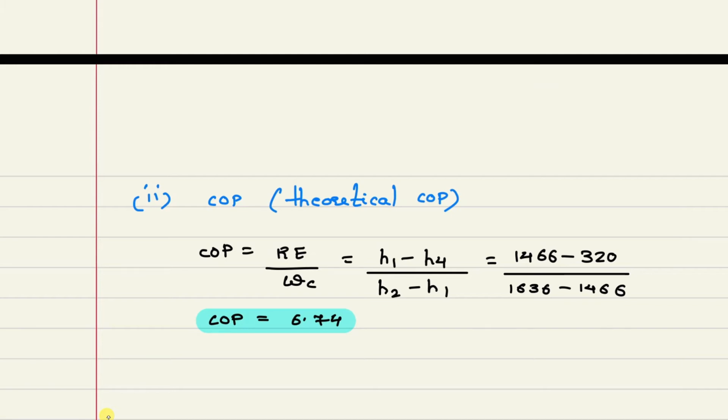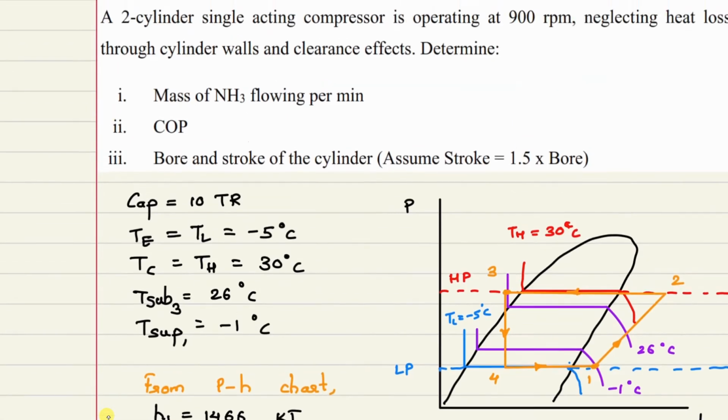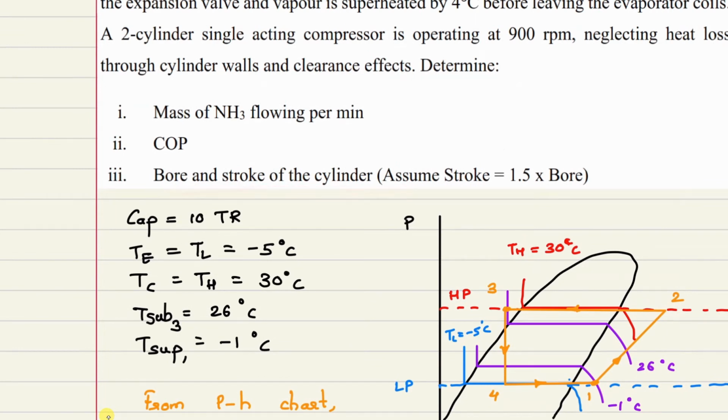Okay, now what is the next question given? We have to calculate bore and stroke of the cylinder. So bore means diameter and stroke means L. Okay, and a relation has been given here. Stroke is 1.5 times of bore. Now here volumetric efficiency is not given in the question. Okay, we have to assume volumetric efficiency as 1. Next, number of cylinder C is 2, and this is single acting. So in this case, N dash is equal to N, which is equal to 900 RPM.